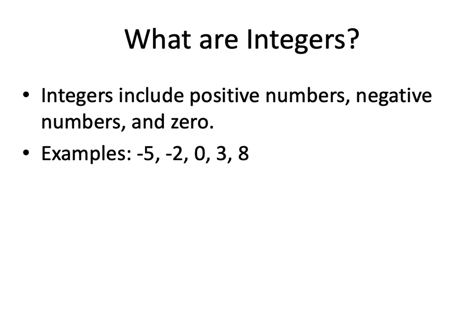Integers include positive numbers, negative numbers and 0. Examples are here: -5, -2, 0, 3, 8. So on the right hand side we have positive integers, and to the left of 0 we have negative integers.